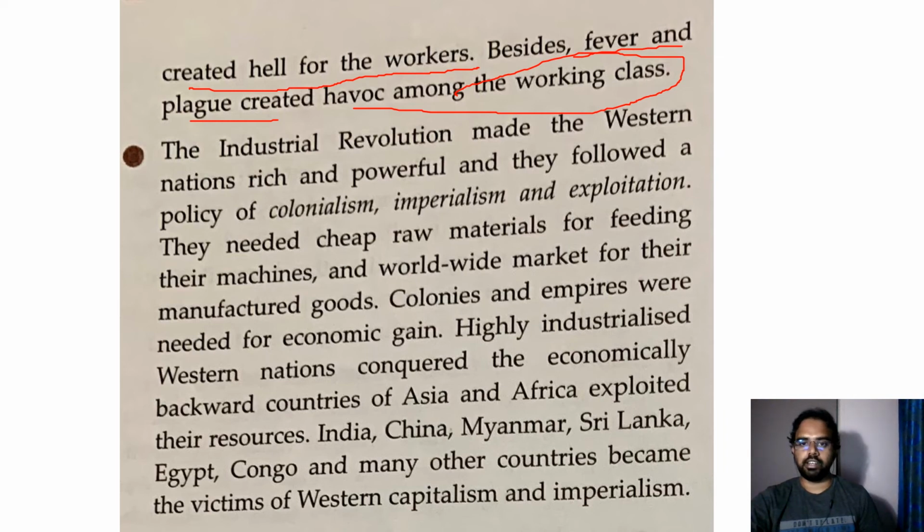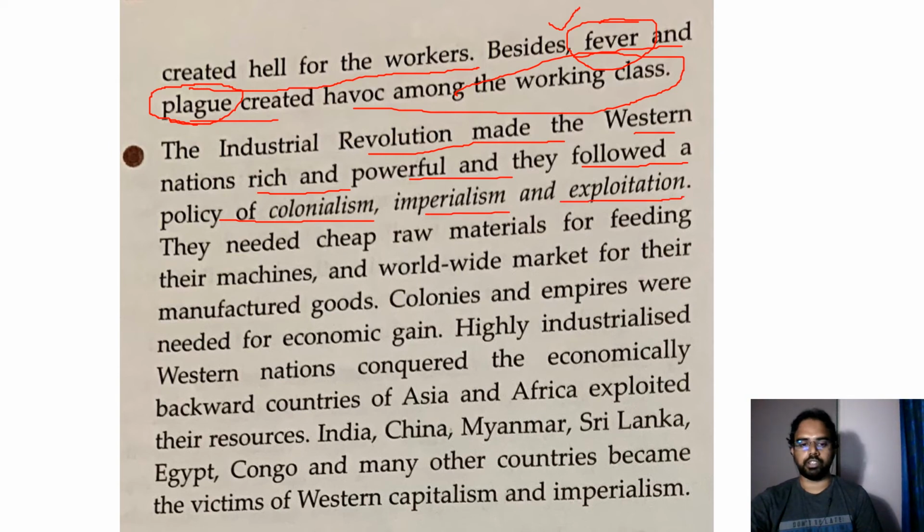Obviously it results in ill health of people, right? The working class, that is the labor class, very frequently used to fall ill, and plague, which is a very dangerous infectious disease of those days, got spread and it killed many people. The Industrial Revolution made the Western nations rich and powerful, and they followed a policy of colonialism, imperialism, and exploitation. So, a very important outcome of this Industrial Revolution.